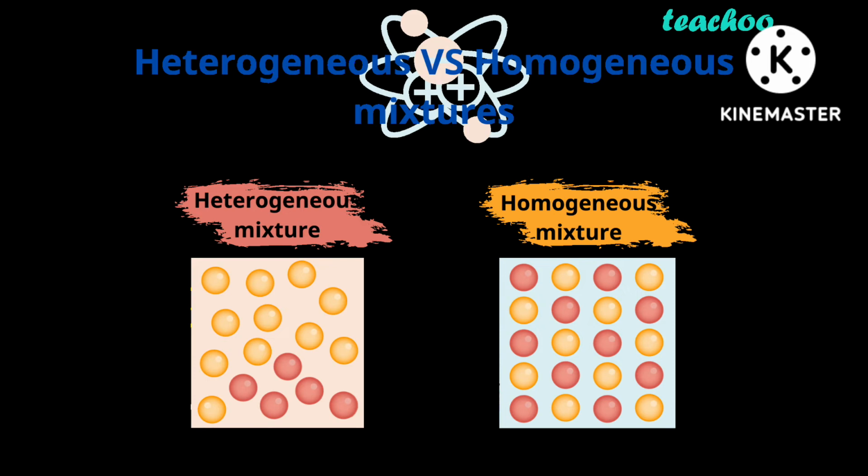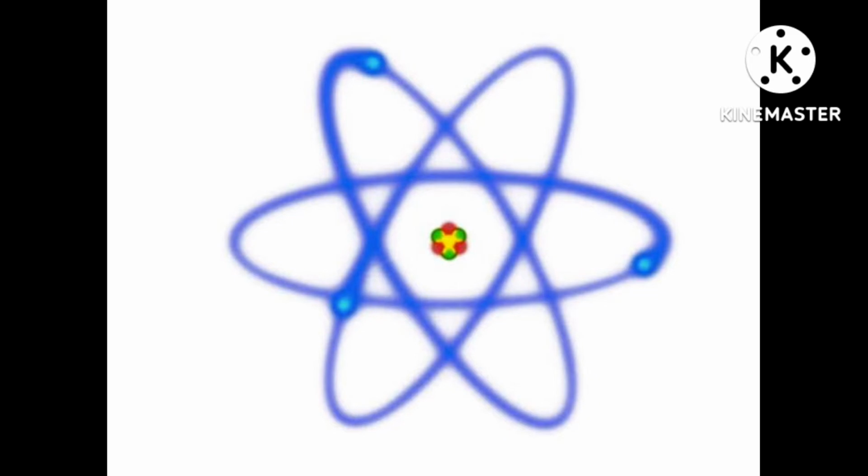One more thing here, the constituents of a pure substance cannot be separated by simple physical methods. Pure substances can be further classified into elements and compounds. An element consists of only one type of particles. These particles may be atoms or molecules.